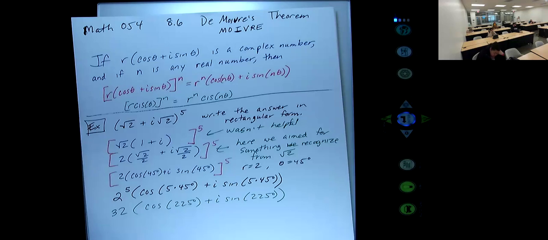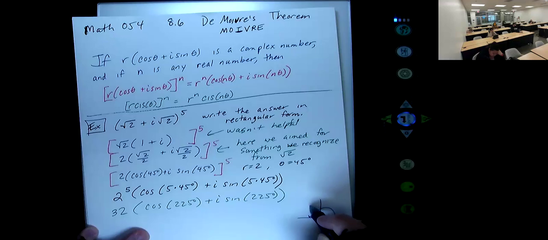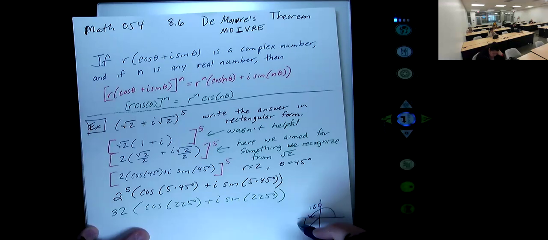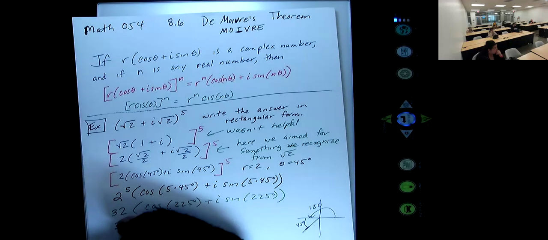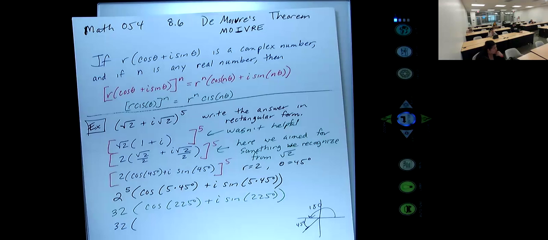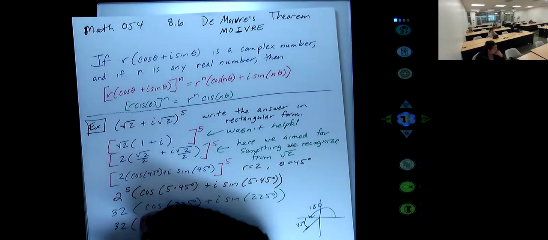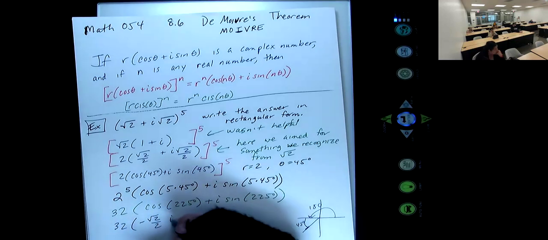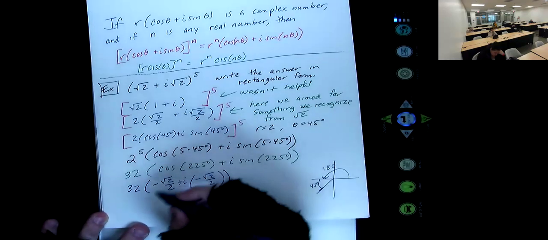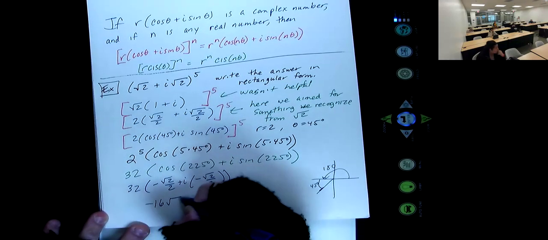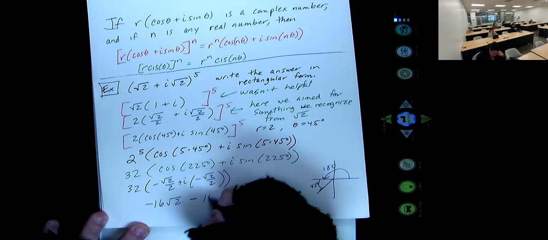And that's not in rectangular form, so where are we? 225, this would be 180. And so to get to 225 is another 45 degrees. We're at the 45 degree mark in quadrant 3. What is cosine and sine there? They're both negative root 2 over 2. And if I distribute the 32, I've got negative 16 root 2 minus 16I root 2.